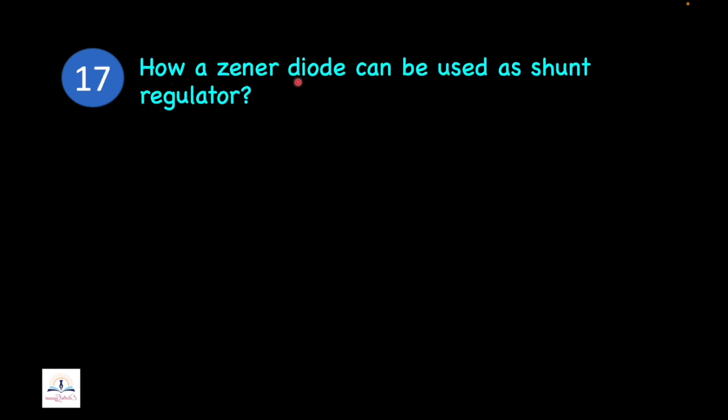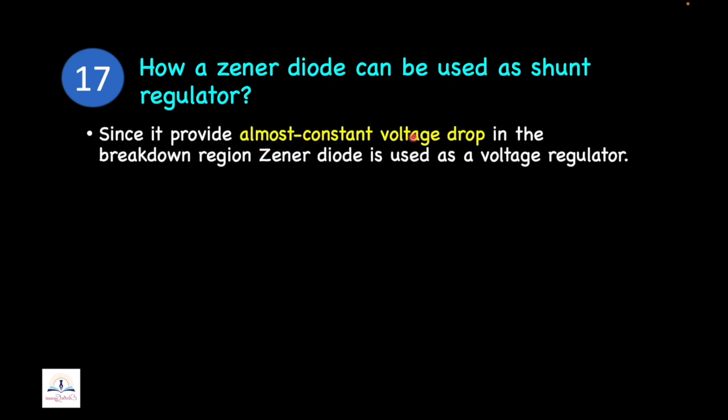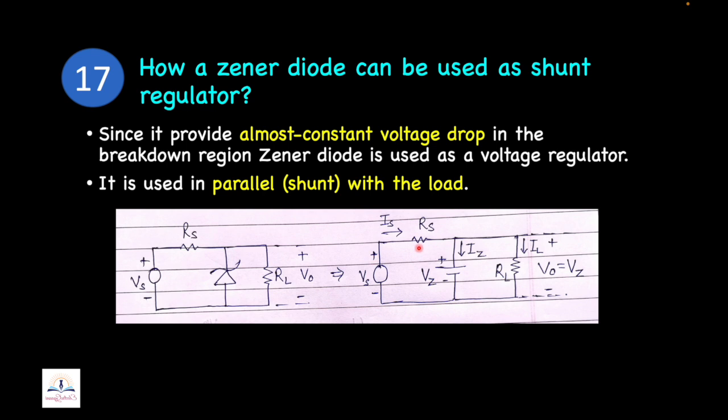Question 17. How can a Zener diode be used as a shunt regulator? Since it provides almost constant voltage drop, that we have seen in the IV characteristic of the normal PN junction diode, it provides almost constant voltage drop in the breakdown region. Zener diode is used as a voltage regulator. It is used in parallel, also called shunt, with the load. And as you can see in this figure, the source current is passing through this source resistance, and this will be divided into two branches, the Zener current and the load current.